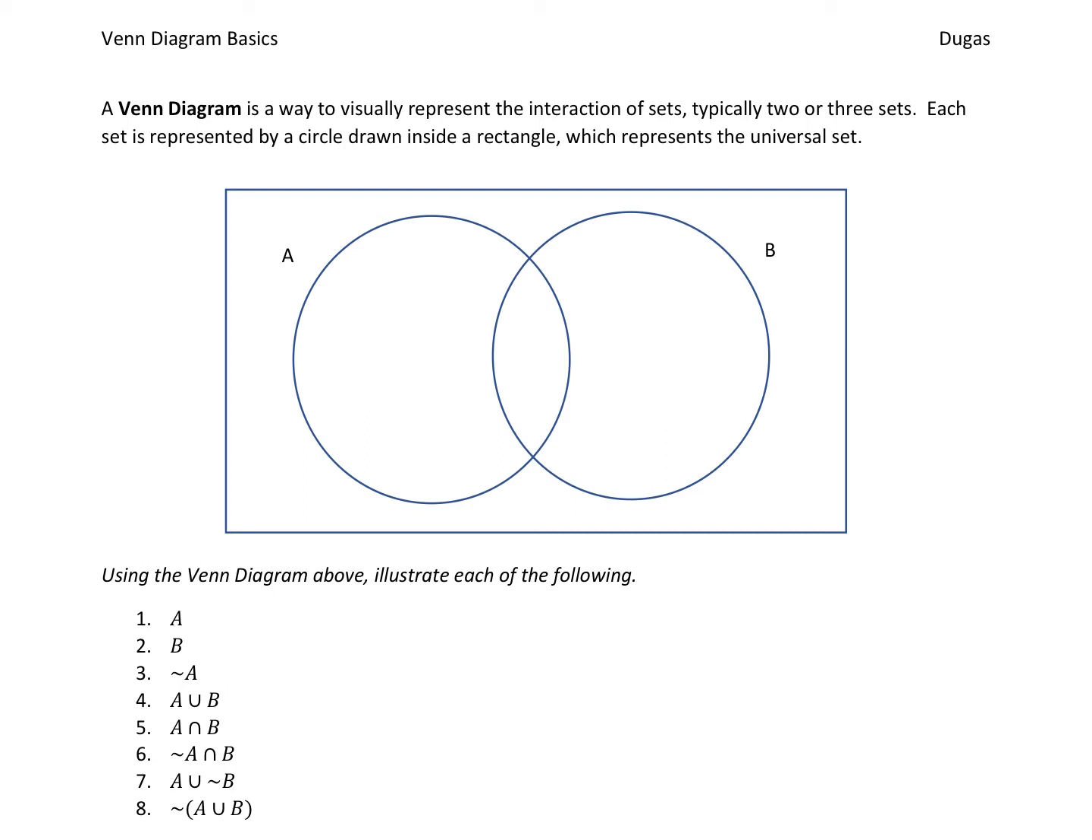Each set is represented by a circle, and the circles overlap if there's some intersection, and they live within a rectangle, which represents the universal set. So you can see here, because there are 2 circles, there are 2 sets at play, set A and set B, and they live within this rectangle, which contains all of the elements within whatever universe you're looking at.